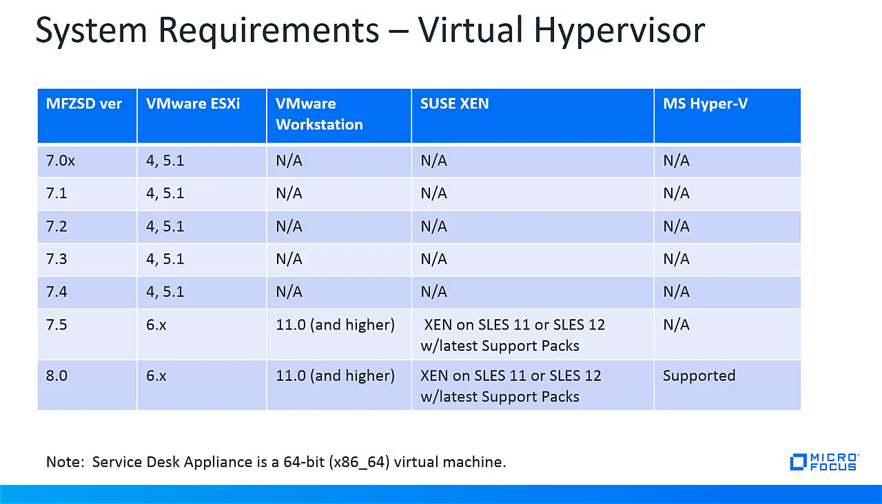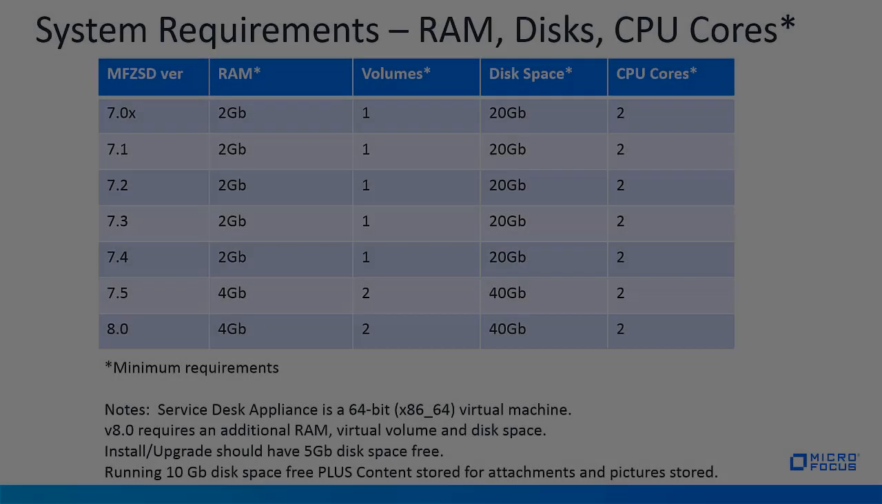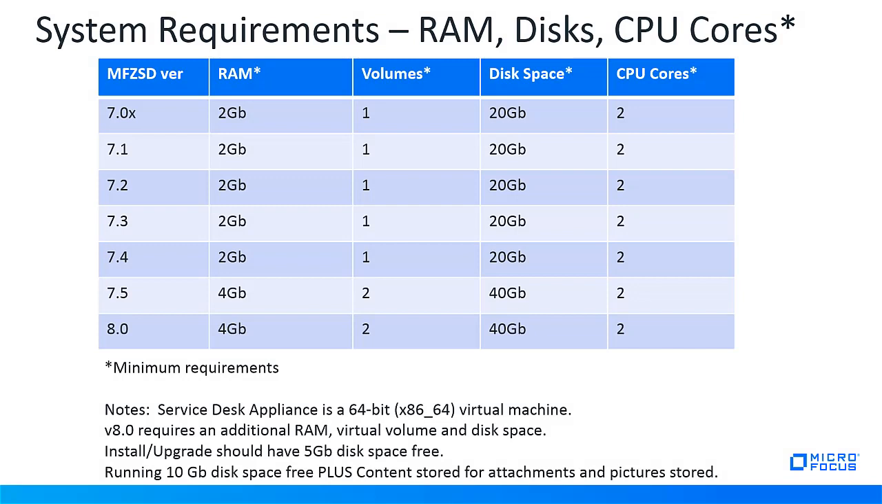Here are the system requirements for the hypervisor. Notice in version 7.5 we included the Xen on SUSE, and in 8.0 we added support for Microsoft Hyper-V. And then system requirements for RAM, disk, and CPU cores. Again, going from 7.4 to 8.0, we're going to increase our RAM. We're going to increase our disk space with that additional v8 storage, and our CPU cores will stay the same.